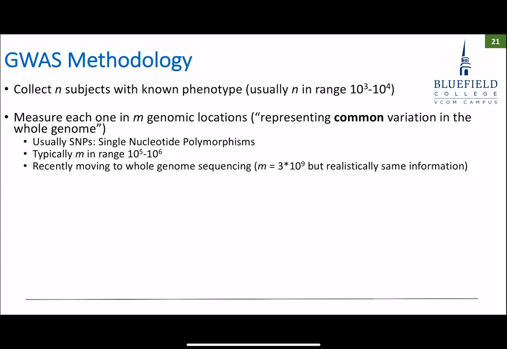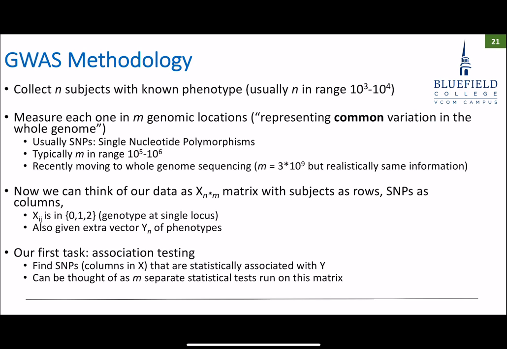subjects. So we need really high numbers of individuals to use in that type of methodology, and we're talking about thousands. So we use those that have known genotypes and phenotypes. So we measure each one in M genetic locations. So they represent common variation in the whole genome.